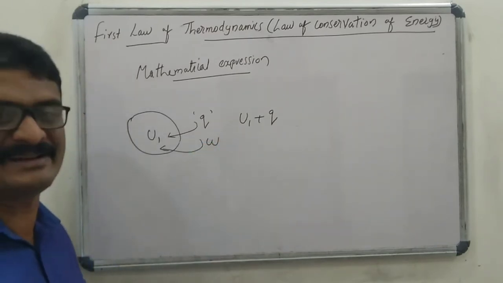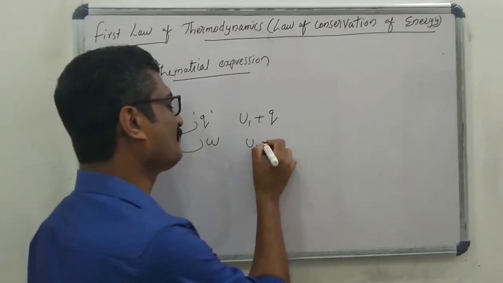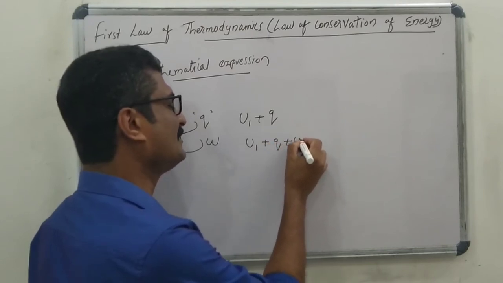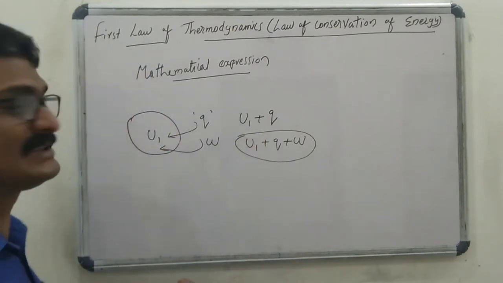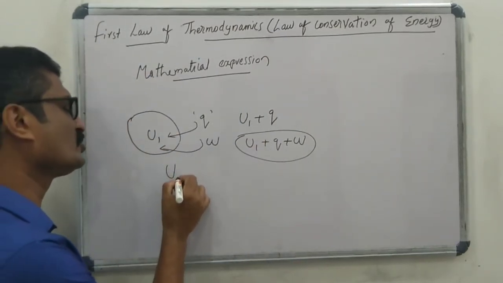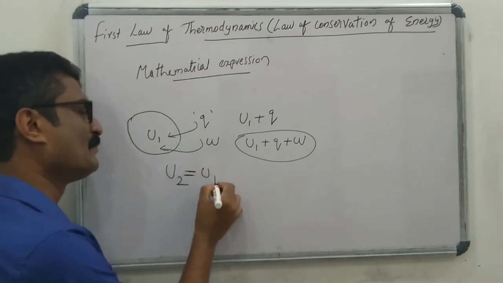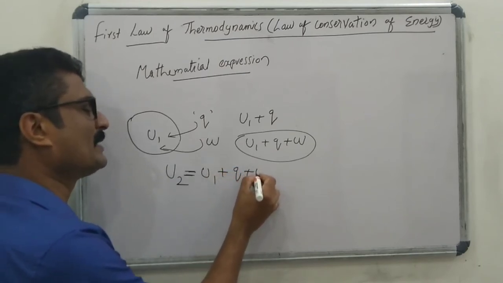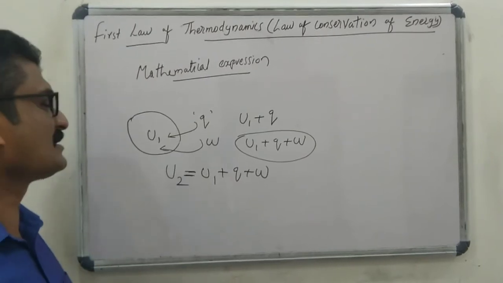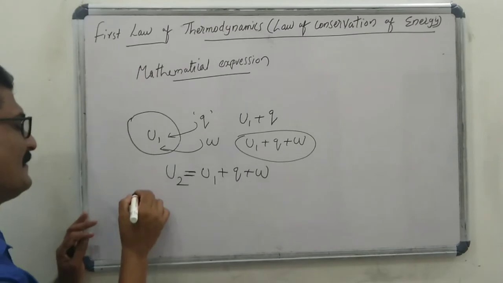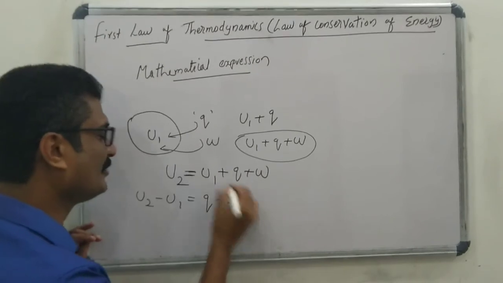Then the internal energy is further raised to U1 plus Q plus W. Yes, it indicates the internal energy in the final stage, that is U2. Then U2 is equal to what? U1 plus Q plus W. Okay, U2 is equal to U1 plus Q plus W. Then U2 minus U1 equal to Q plus W.